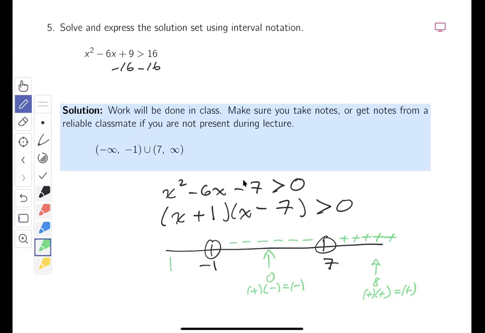Now, what do you do over here? A number below minus 1. I would say minus 2 is a good choice. And what do you get over there? Well, minus 2 minus 1 is a negative number. I'm sorry, minus 2 plus 1 is a negative number.